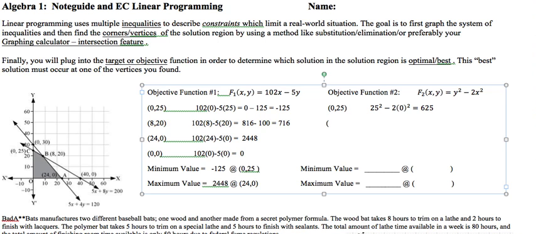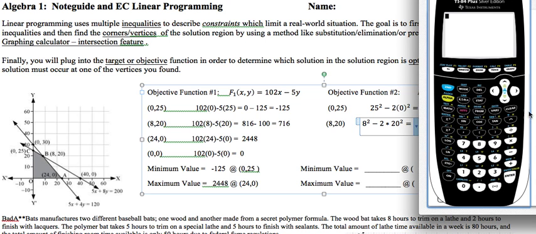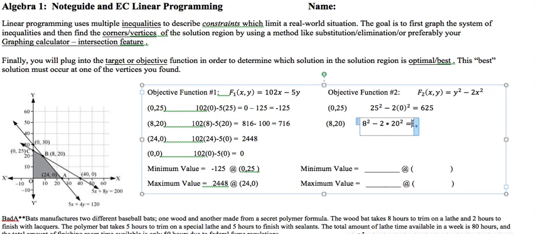All right, what's our next one? So we're going to go (8, 20), check that vertex for this new objective function. Let's see, so we're going to go 8 squared this time, minus 2 times 20 squared. I really need my calculator for that. So I've got 8 squared minus 2 times 20 squared. Negative 736. There we go.